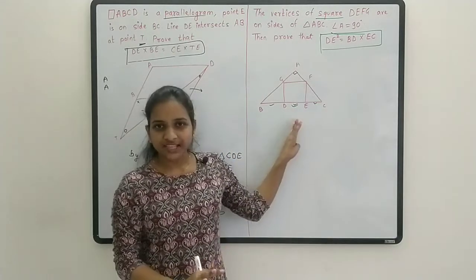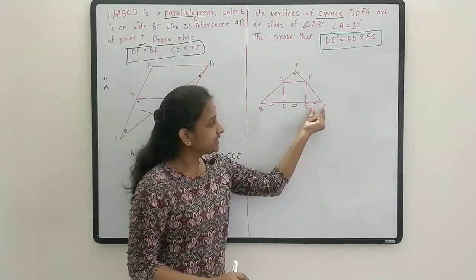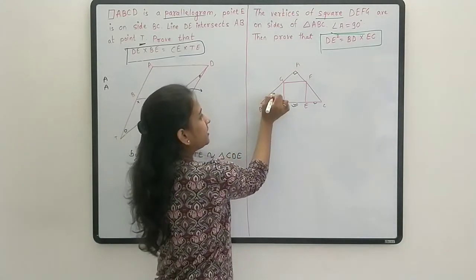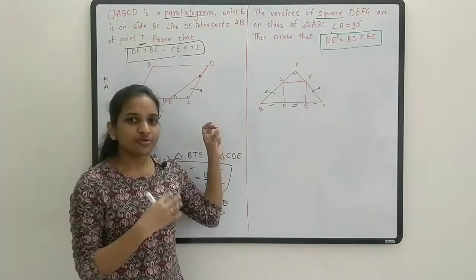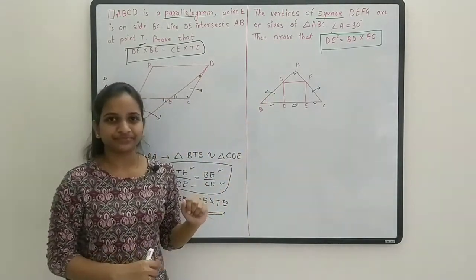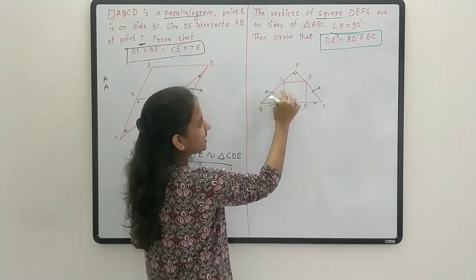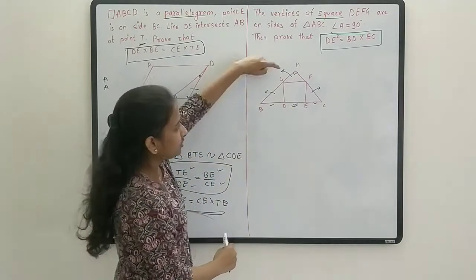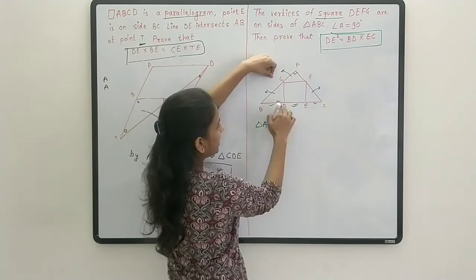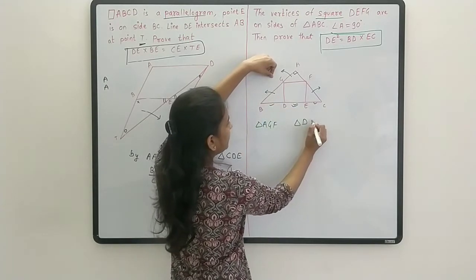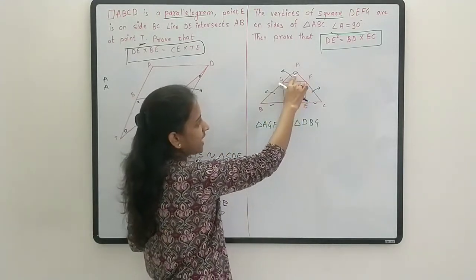Now, how to solve this? See, we are interested in these sides. So, by looking at these sides, we can say we need to connect these two triangles. Now, how to connect this? How to make these two triangles similar triangles? So, before that, what are we doing? We are considering this triangle and this triangle. So, consider this triangle AGF and triangle DBG.